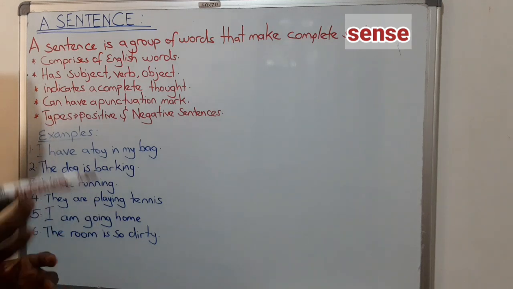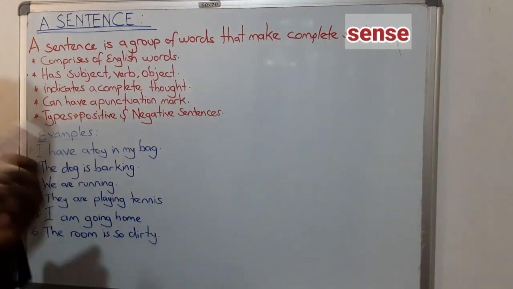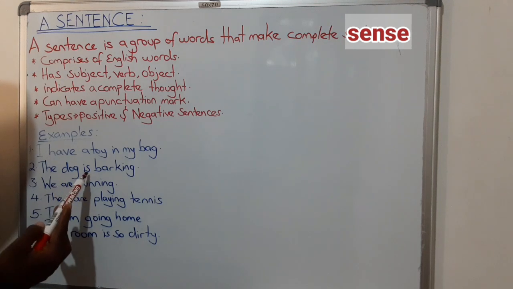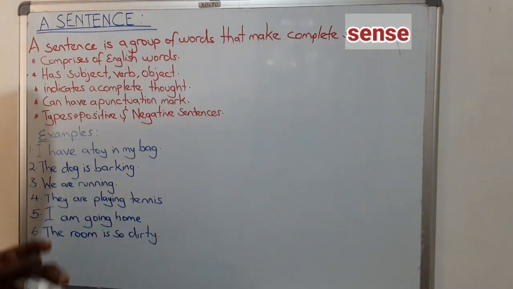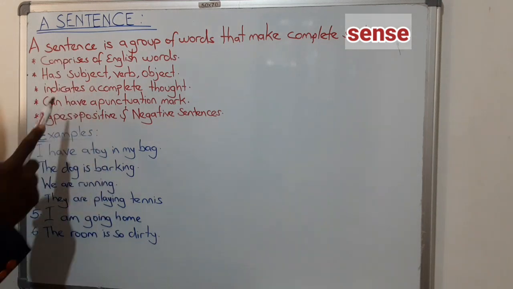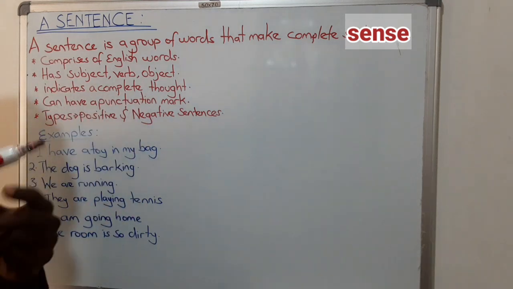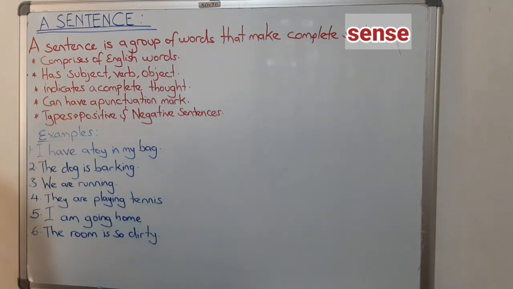So in this case, the person is trying to tell us that the dog is performing some action. So what is the action? The dog is barking. So the action being performed is barking. In other words, this sentence shows us what the person is trying to express about what the dog is doing. In other words, the sentence must complete the thought of the person telling us what he or she is talking about.